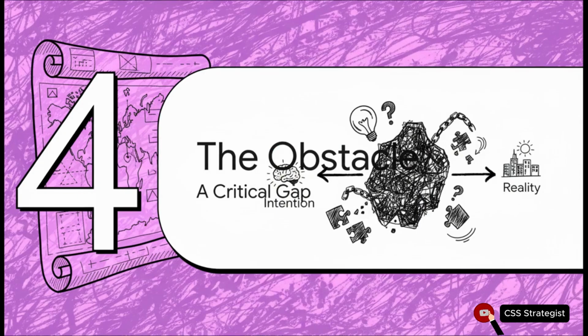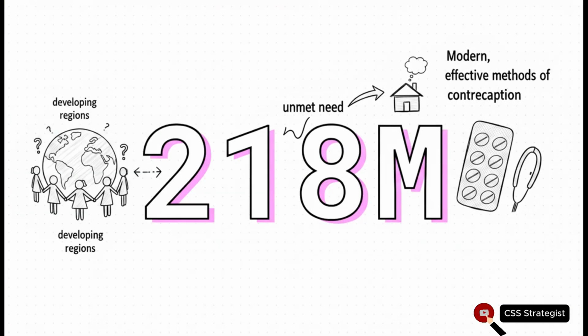But if the benefits are so obvious, why isn't this working perfectly everywhere? That's the big question, right? The truth is, there's a major roadblock, a huge gap between what we want to do and what's actually happening. This number says it all. 218 million. That is the number of women in developing countries who want to avoid getting pregnant but aren't using modern contraception. This is what we call the unmet need.